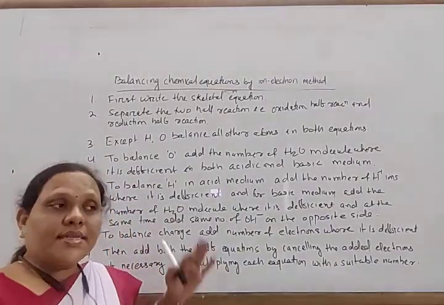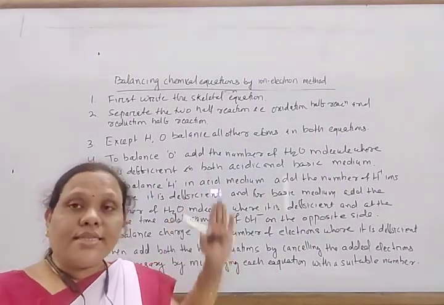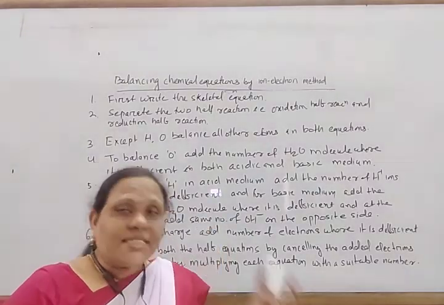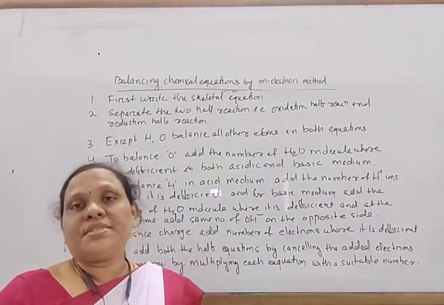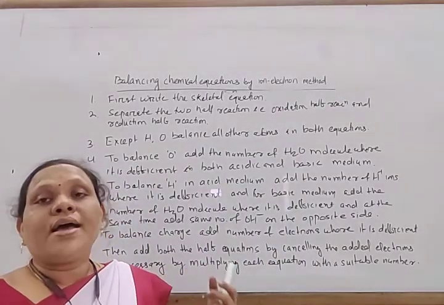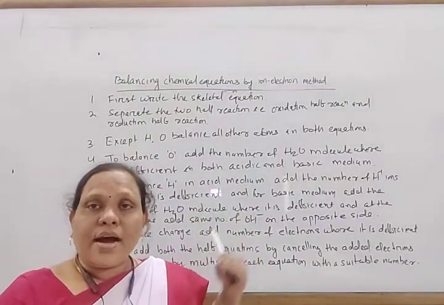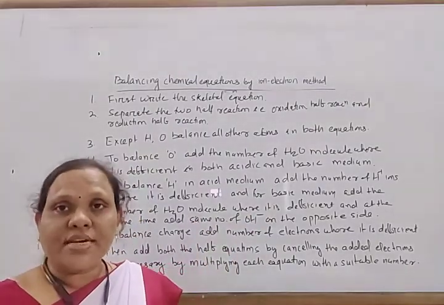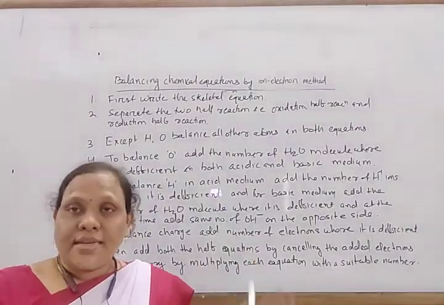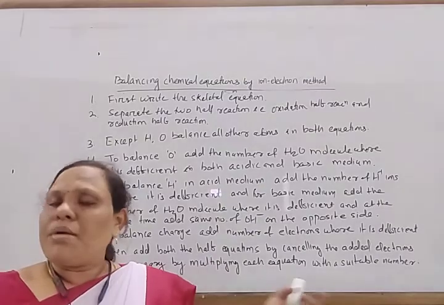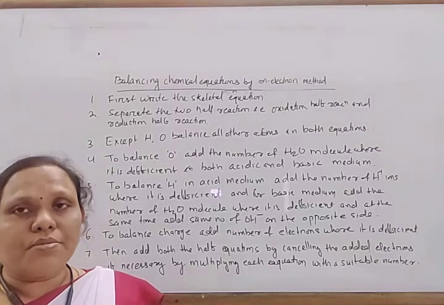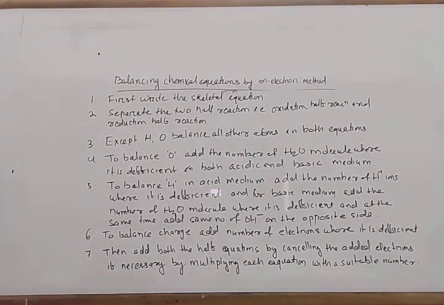Next, after this addition of hydrogen and oxygen, now balance each equation electronically, by charge, where less negative charge is present or more positive charge is present, add the number of electrons so that each equation is balanced electronically. And after balancing each half reaction, the oxidation half reaction and the reduction half reaction, then add the two equations by cancelling these added electrons, if necessary by multiplying by a suitable number. In this way you can get a balanced chemical equation. So note down these points.